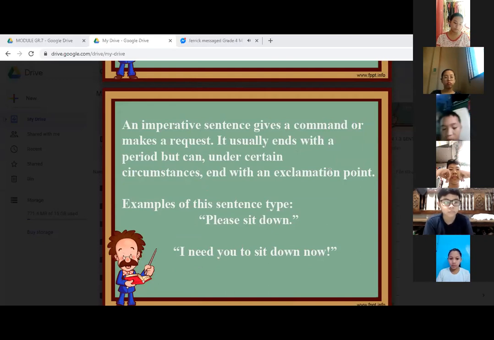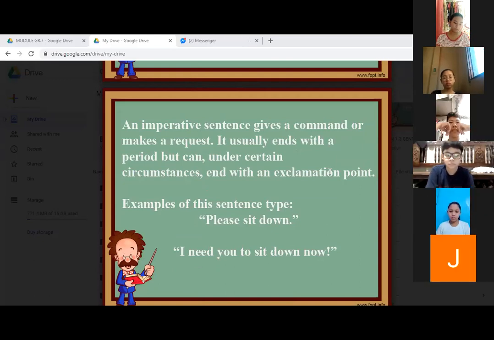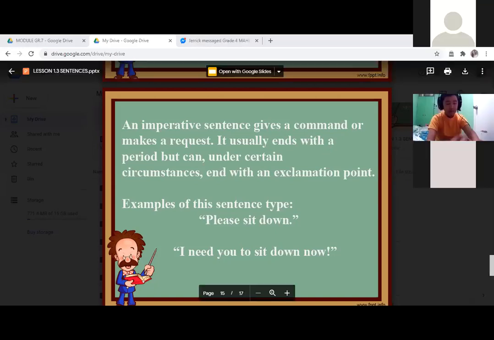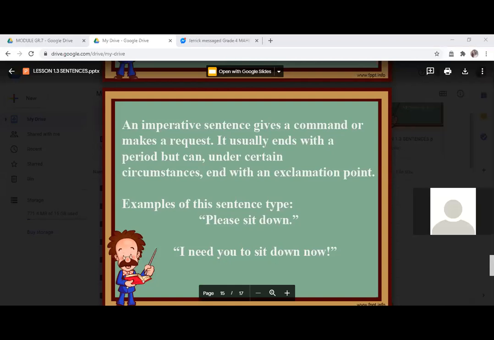Sa Tagalog, ito yung tinatawag nating pautos at pasalaysay. Declarative, nagsasalaysay ka lang, nagkukwento ka lang. You are just narrating. But in imperative, you are giving a command to another person, inuutusan mo siya, and at the same time, you are making a request. So anyone who would like to explain how command and request are different? Papaanong naging magkaiba ang command at request? In what term are they different?